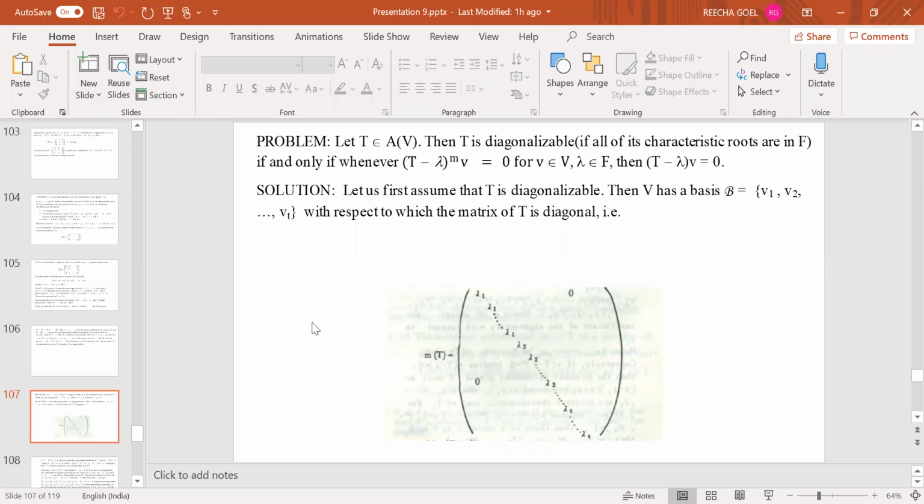Okay, let us see. So T is diagonalizable if and only if whenever (T minus lambda) raised to the power m of v equals 0, remember this is for all v and for all lambda in F, then (T minus lambda) of v should be equal to 0. So let us first assume that T is diagonalizable. Then just now we have seen that V has a basis B, with respect to which the matrix of T is going to look like this.